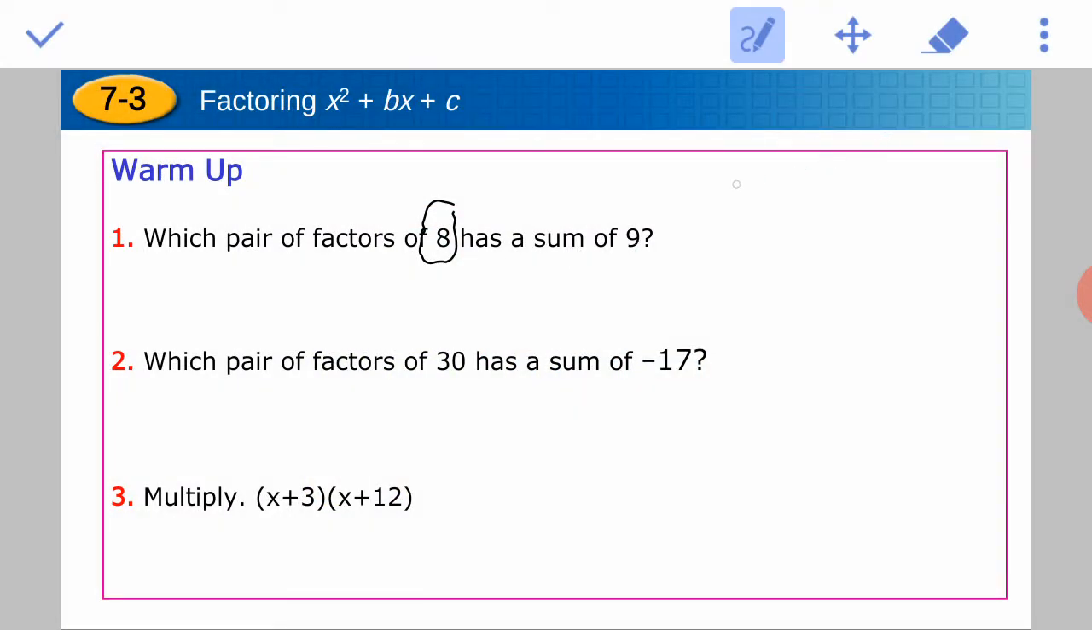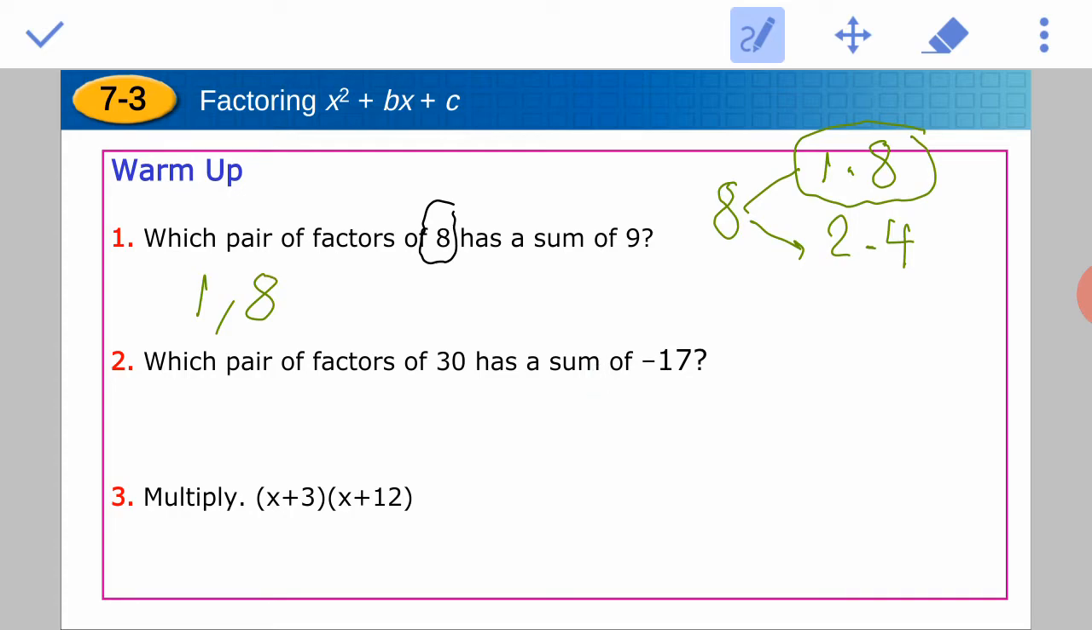When you think about the possible factors of 8, 8 can be factored in two different ways. It can be 1 times 8, this is one pair of factors, and it can be 2 times 4. The product of each pair gives us 8. But we're looking for a pair with the sum of 9. Definitely the pair 1 times 8 has a sum of 9, because 1 plus 8 is 9, but 2 plus 4 is not 9. So the pair of factors we're looking for is 1 and 8.